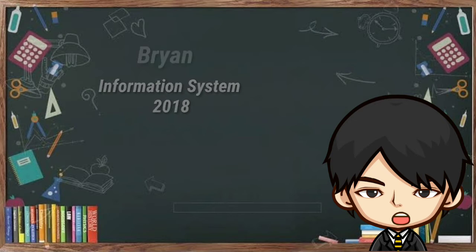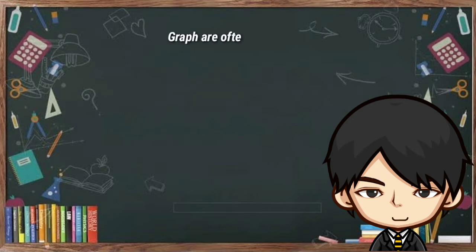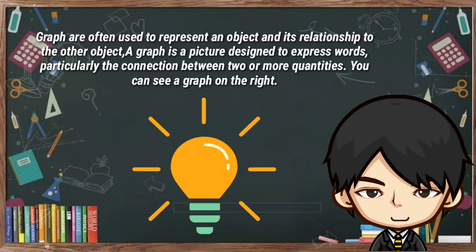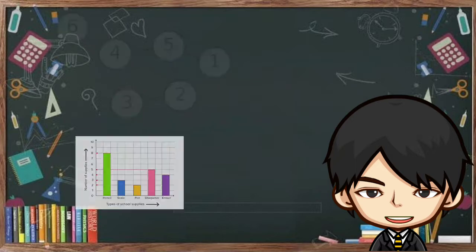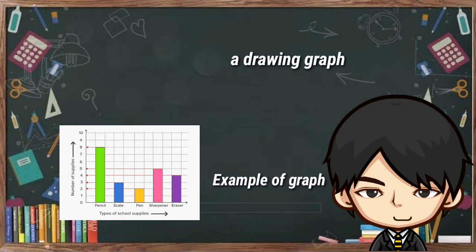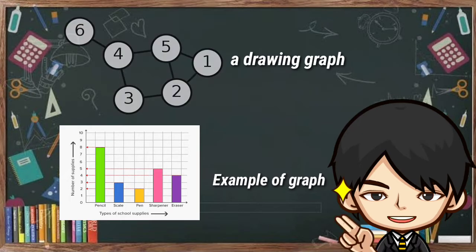I'm an information systems student. Let's talk about graphs. Graphs are often used to represent an object and its relationship to other objects. Graph theory, in mathematics and computer science, is a branch of study that studies the properties of graphs. This is not the same as graphics.